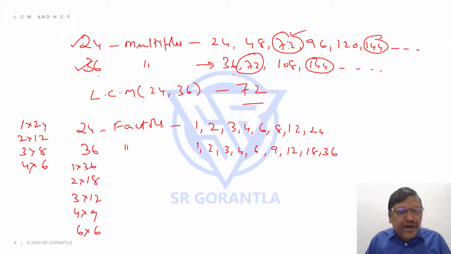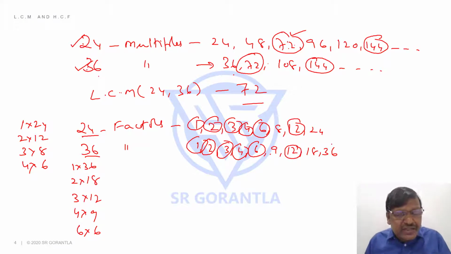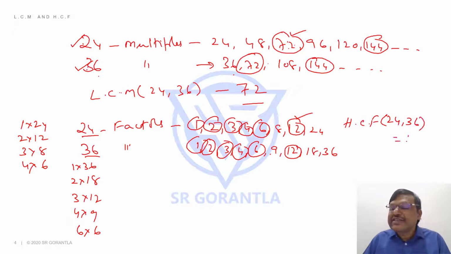Tell me, what are the common factors for both 24 and 36? 1 is a common factor. Of course, 1 is a common factor for every number. Now 2 is a common factor. 3 is a common factor. 4, 6, then 8 no, 9 also no, 12, anything else? No. Among these common factors that you identified, what is the highest one? Highest one is 12. Students, so that means the highest common factor of 24 and 36, what we call in short form HCF of 24 and 36, is 12, we say. What does it mean? It means 12 is the highest number that divides these two numbers.